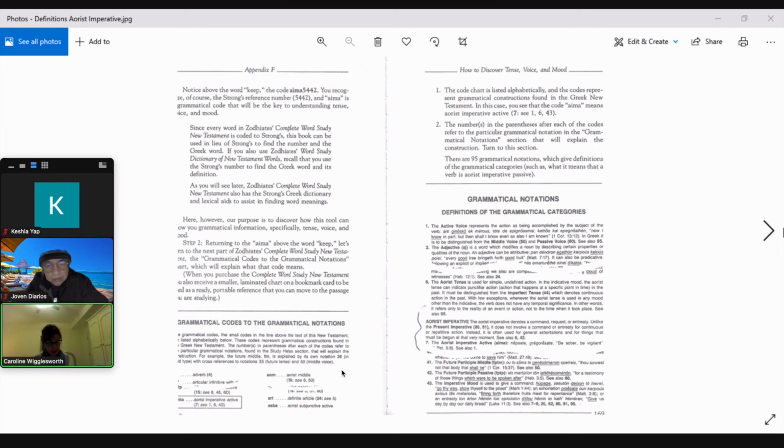So it says the aorist imperative. Well, actually, I should start with aorist tense. Aorist tense is used for simple, undefined action. In the indicative mood, the aorist tense can indicate punctiliar action that happens at a specific point in time in the past. It must be distinguished from the imperfect, which denotes continuous action in the past. With few exceptions, whenever the aorist tense is used in any mood other than the indicative, the verb does not have any temporal significance. In other words, I will post all this stuff up so you can reread it. In other words, it refers only to the reality of an event or action, not to the time when it took place.